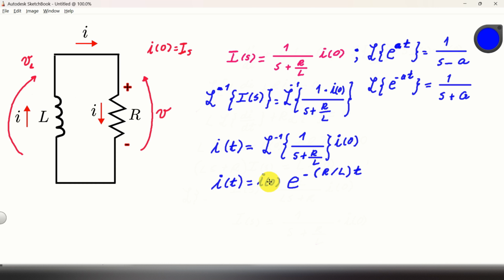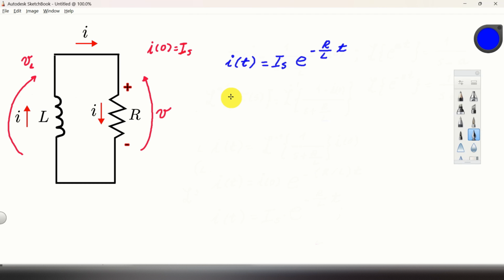If we now substitute for I of 0 the initial condition I of s that we computed at the beginning of this video, we will see that I of t is I of s multiplying e to the power minus r over l multiplying time. And that's the final value for the current. The voltage value can be computed by multiplying the current by the resistance. This comes from Ohm's law, and consequently we obtain that the voltage is R multiplying I s multiplying e to the power minus r over l t.